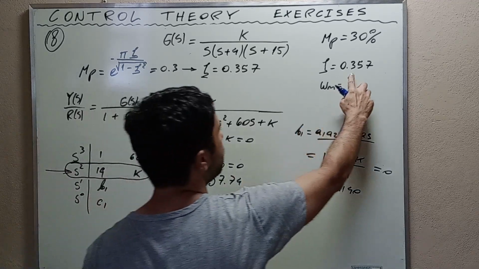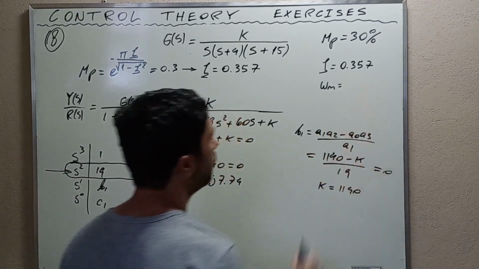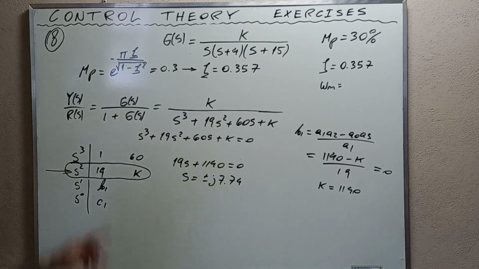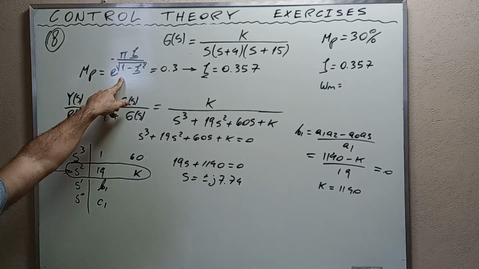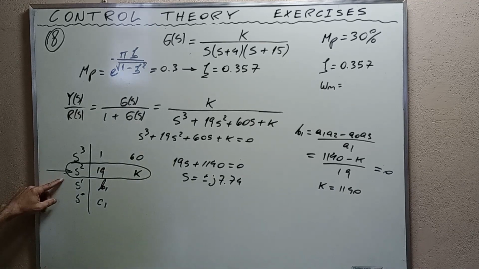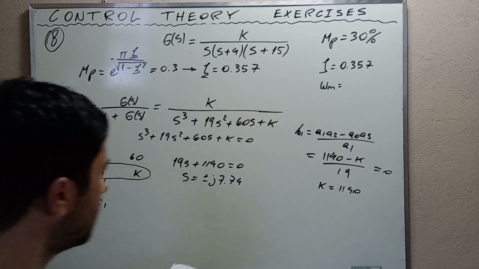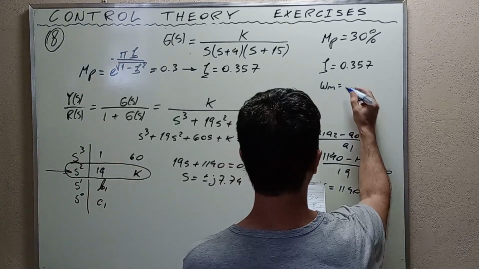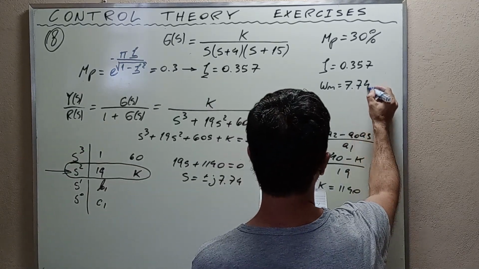Alright? We wanted to find the value of zeta and Wn. We found the value of zeta using the expression of the maximum overshoot. And we found the value of the undamped natural frequency using this auxiliary equation here. And it is 7.74. Okay?